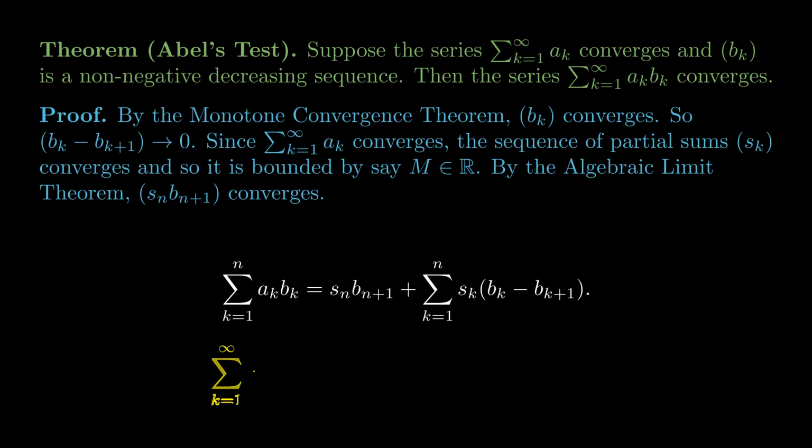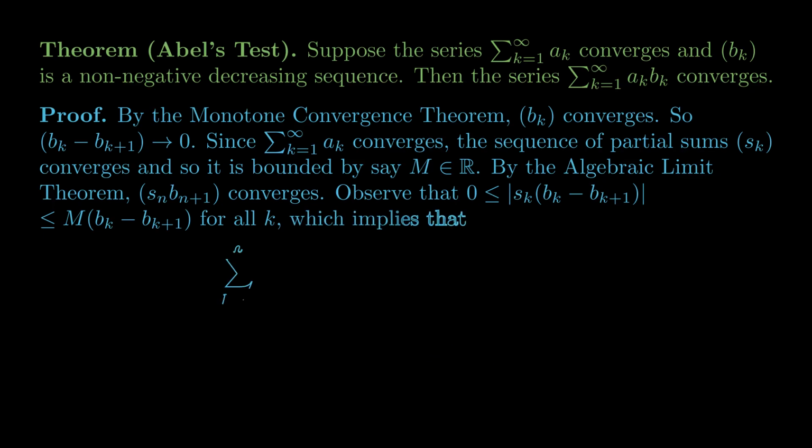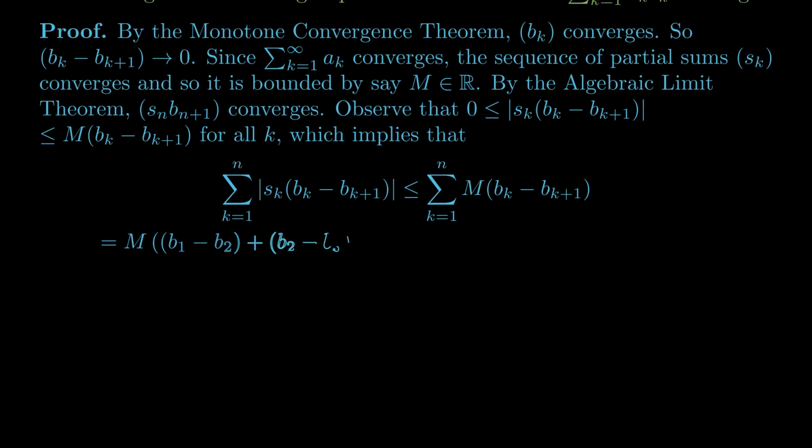So let's argue that the series sum k equals 1 to infinity of sk times bk minus bk plus 1 converges absolutely. We'll look at the series of its absolute values and say that this, term by term, has to be between 0 and big M times bk minus bk plus 1. But this is a telescoping sum. Looking at, say, the nth partial sum of the series we're comparing to, we can factor out the big M and cancel all the terms in the middle, just leaving us with b1 minus bn plus 1.